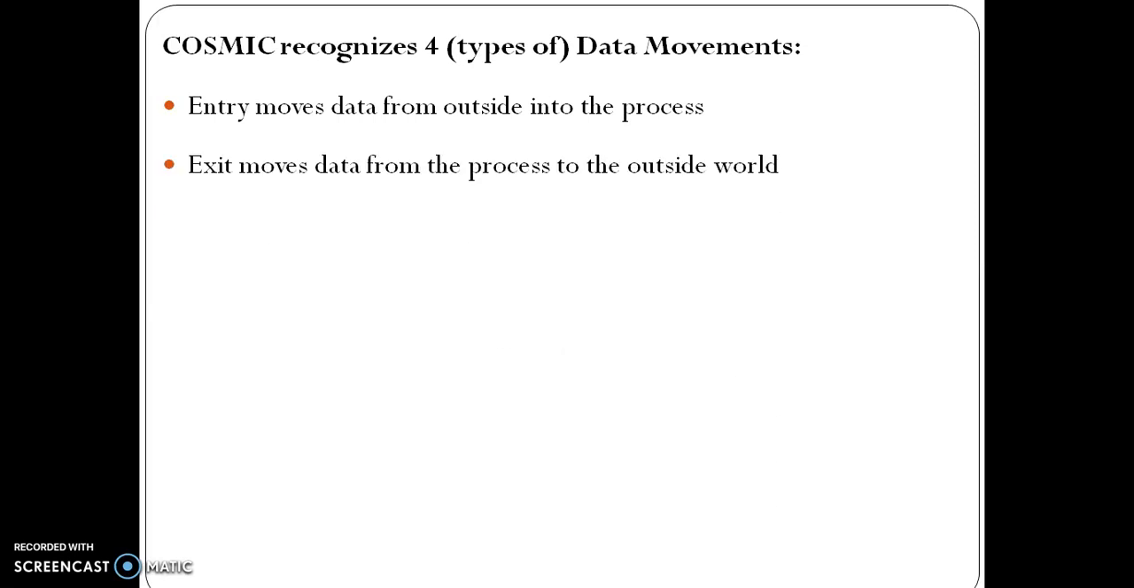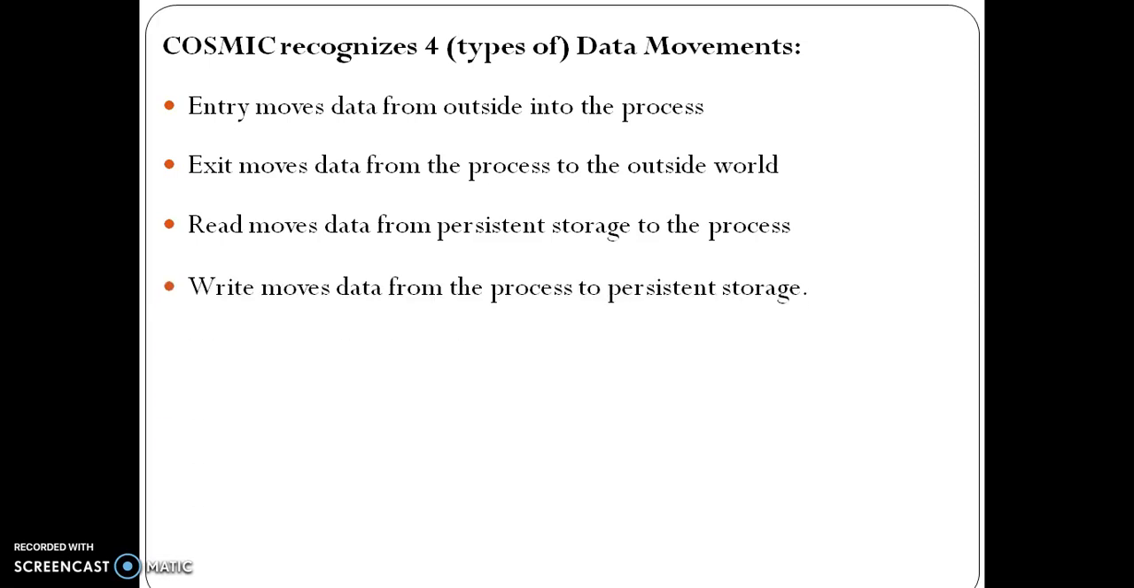Cosmic recognizes four types of data movements. One is entry: it moves data from outside into the process. Exit moves data from the process to the outside world. Read moves data from persistent storage to the process. Write moves data from the process to persistent storage.